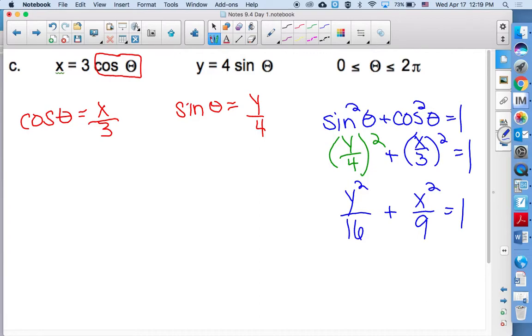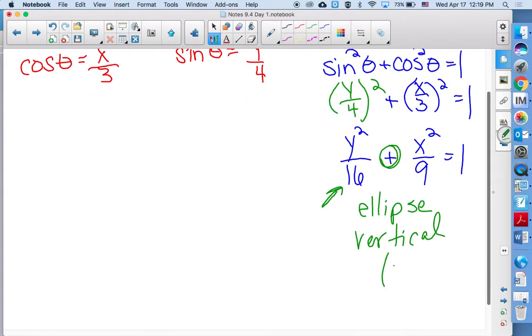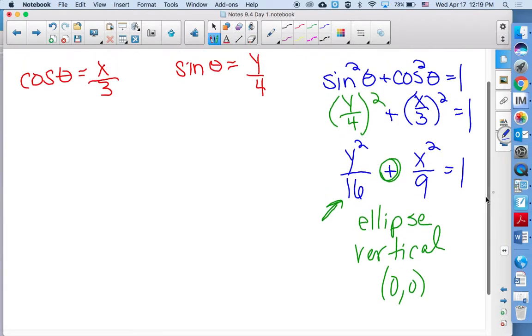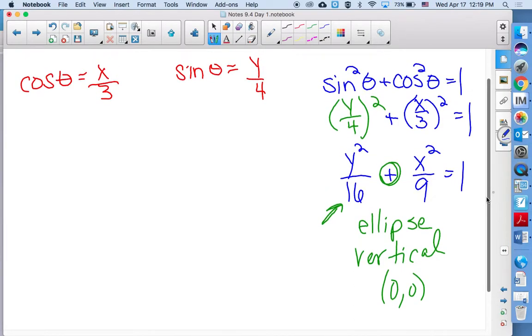It's an ellipse because it's plus. And what direction does it go, vertical or horizontal? Vertical because it's the bigger number. What's the center? 0, 0. So parametric equations, when you use sine and cosine, create an ellipse in a rectangular form.